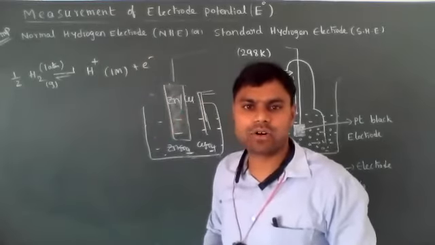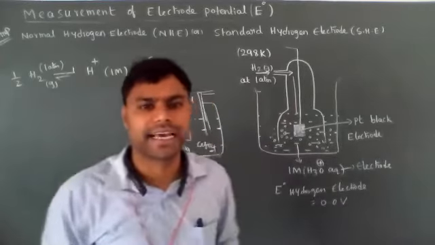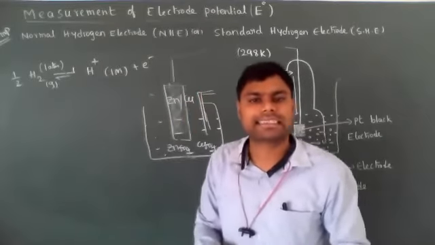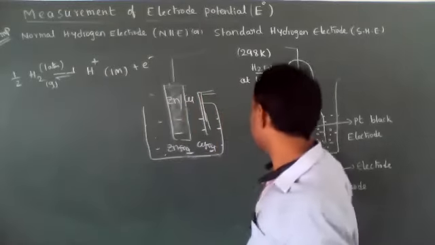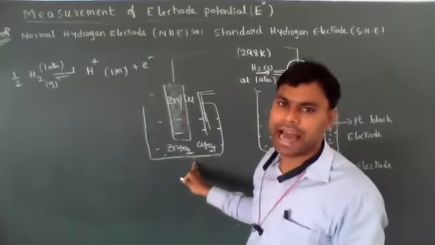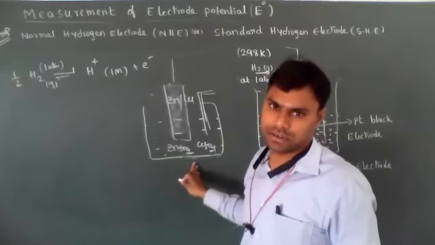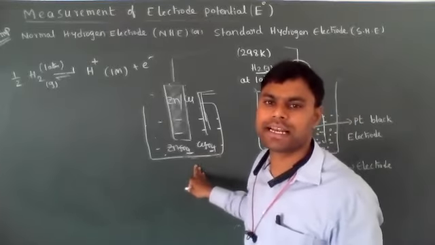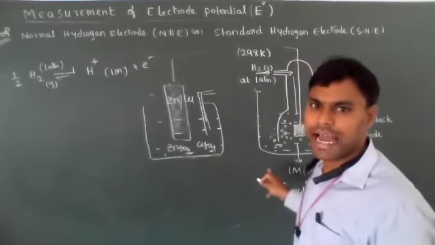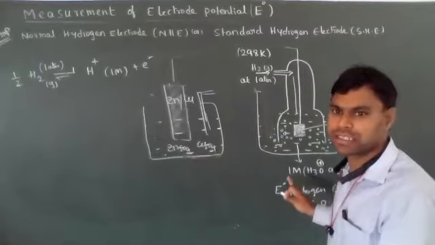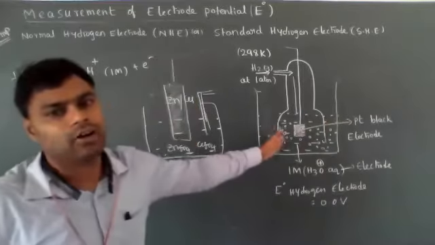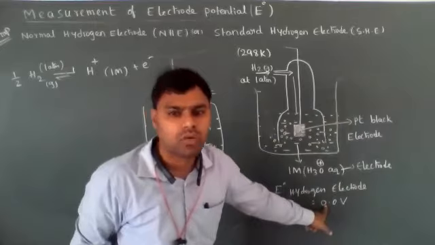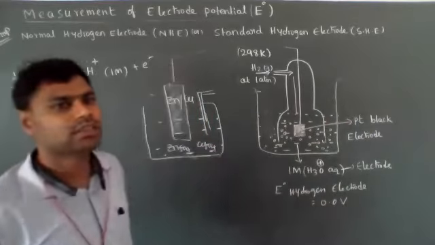So this hydrogen electrode we are using as a reference electrode. It may act as an anode half cell or it may act as a cathode half cell. If it acts as a cathode half cell, we can measure the anode electrode potential. If it acts as an anode, then we can measure the cathode half cell electrode potential. Because whether the hydrogen electrode undergoes oxidation or reduction, anode or cathode, its electrode potential is always equal to 0 volts.